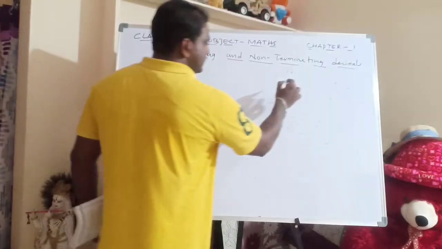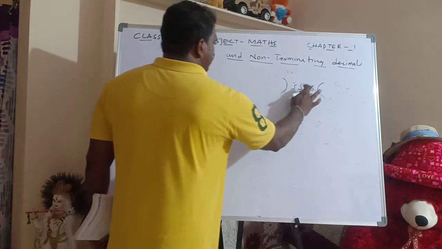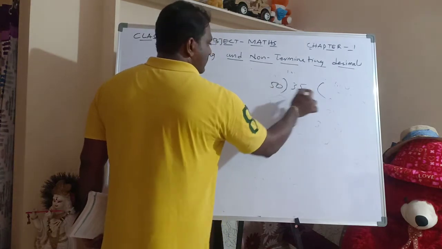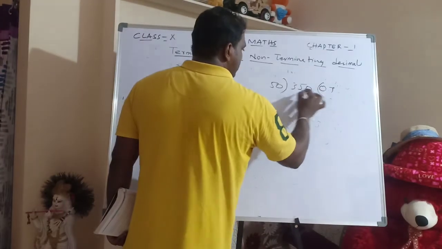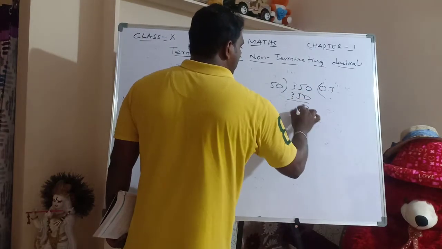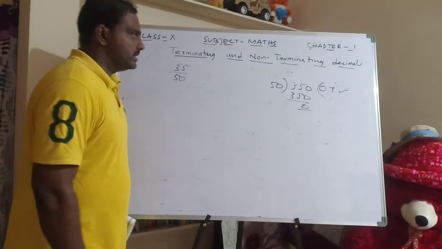Actually, in decimal form, what do we do? We will take it as 350. So 35, we will take 50 here. We will keep point 0 here. 0. 5 7s are 35, so 350. We should write, and we will write it as 0.7. That is the actual division method.